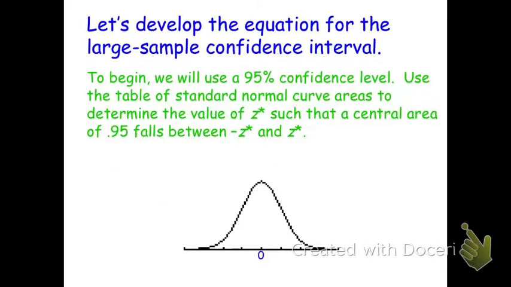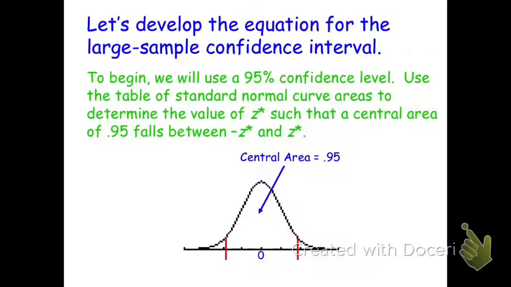Okay, so now we're going to talk about the equation to calculate the confidence interval. We're going to start with a 95% confidence level. Is that constant? No, it'll vary. Typically it's like 90, 95, 98, but it'll tell you.